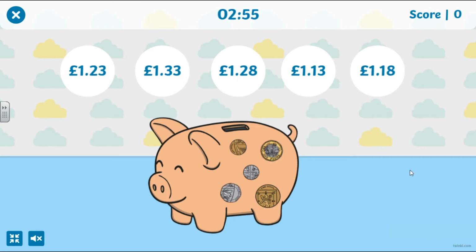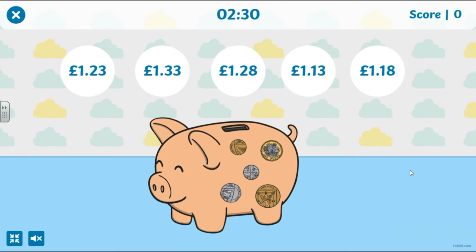These amounts are a bit more challenging, so this would be like the hot kind of work today. These amounts are over £1, okay? So I'm going to start with my biggest coin, the one that is worth the most, which is my pound coin. And remember, there's 100 pence in a pound. So I'm going to start with my pounds.